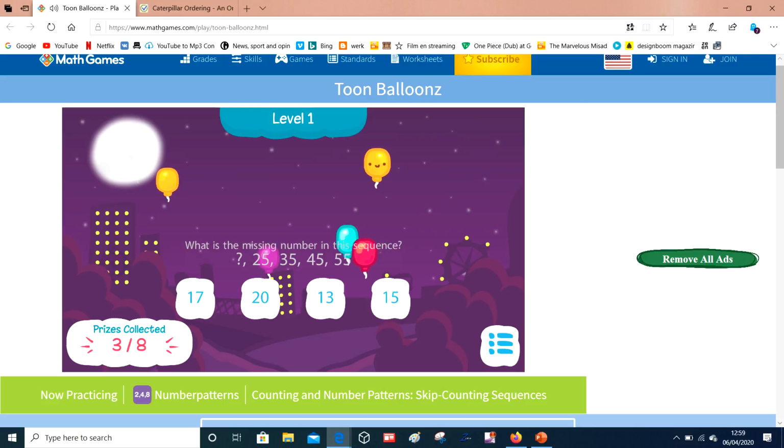Right, now we need to find the first number again. So we've got to look to the second and third. So we've got 25 up to 35, then to 45. So it looks like we're doing plus 10 again, but each time is going to a 5 within that 10. So 10 less than 25 is, can you count backwards? I've already got my cursor on it. It's 15. Good job.